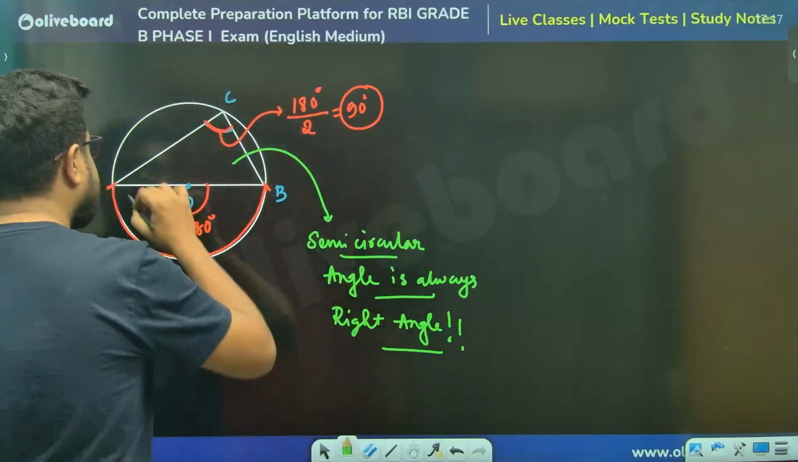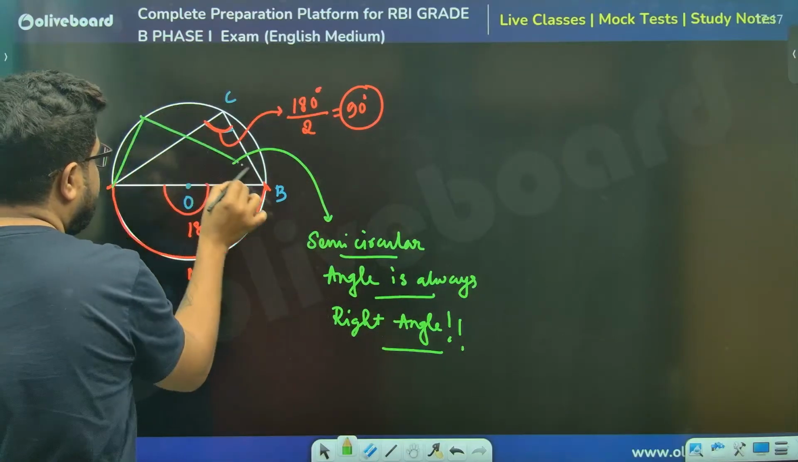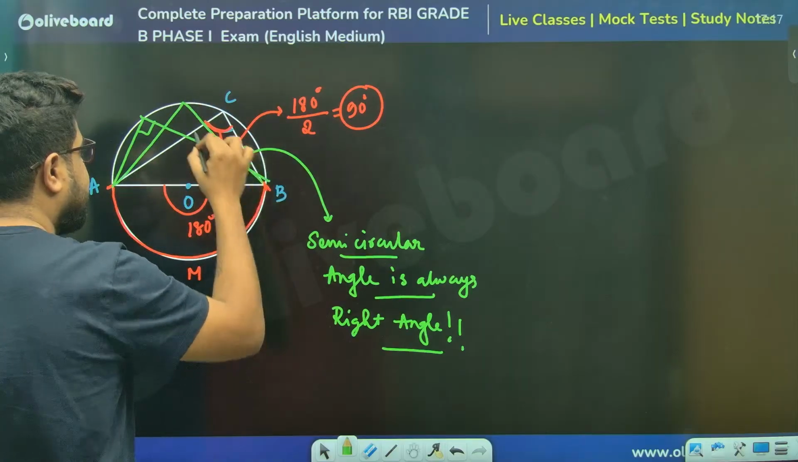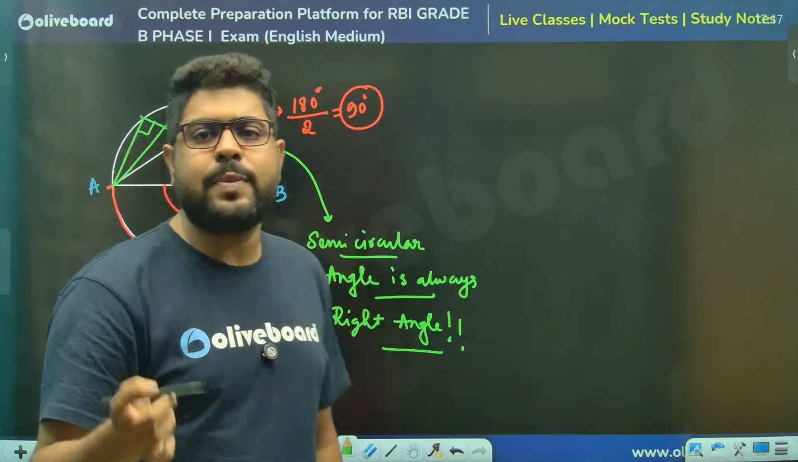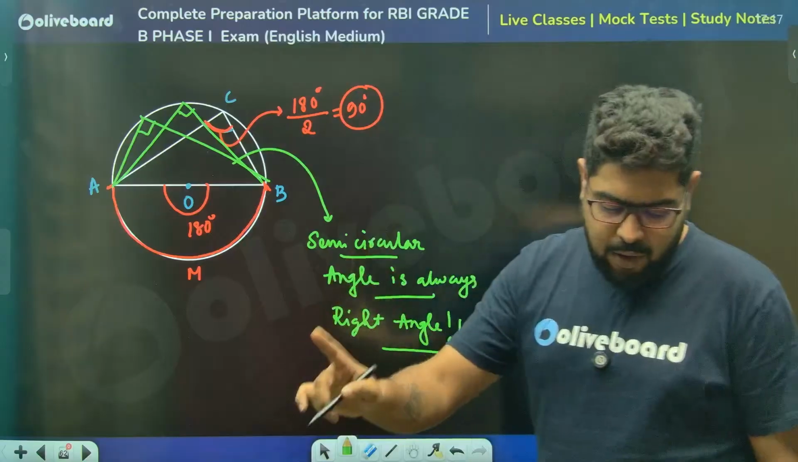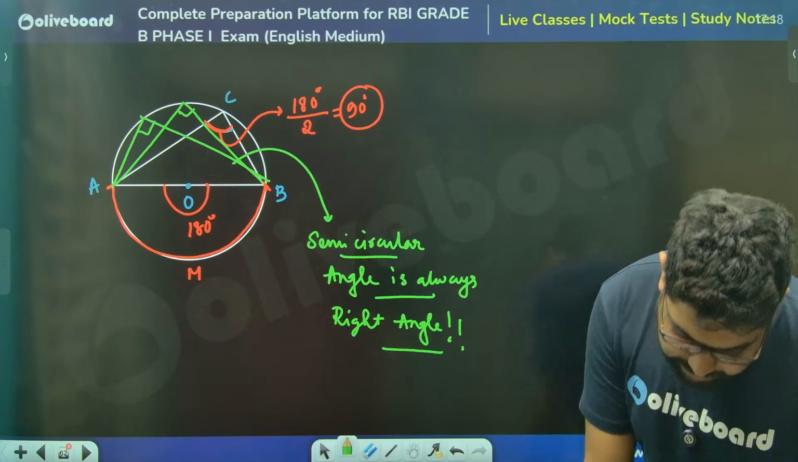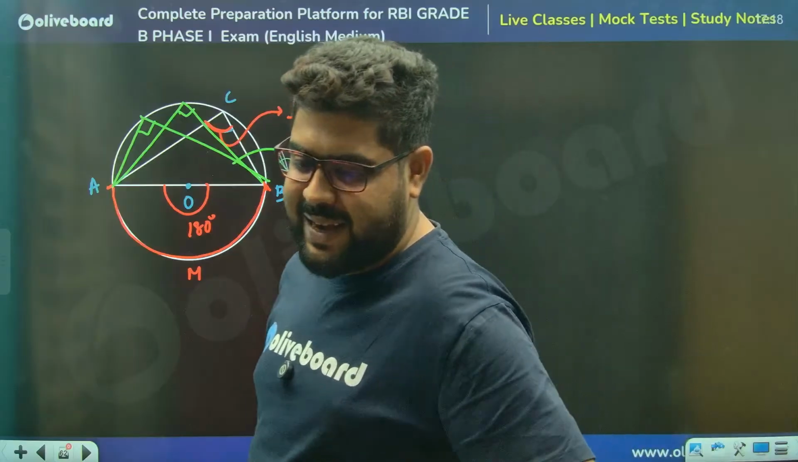Perfect. So it doesn't matter if you make the diagram here. If you make the angle here, this is 90. If you make the angle here, this is also 90. So wherever you make the angle, it doesn't matter, it will always be 90. So that property comes from this. Yes, exactly, brother. That is how it comes.